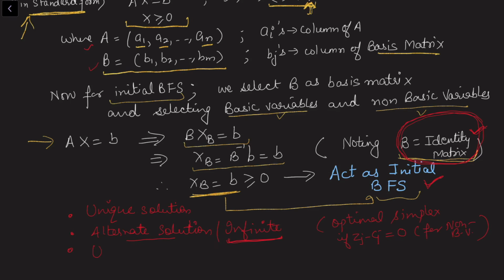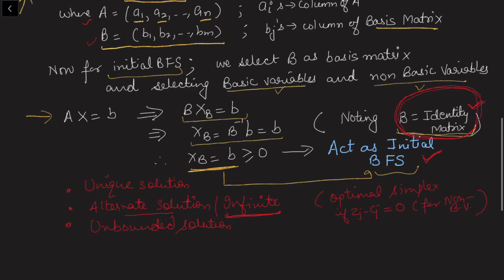And the third possibility from the simplex method is that we can get an unbounded solution. When we say unbounded solution, this means the value of z is not bounded. If it is a maximization problem, then z may lead to plus infinity. If it is a minimization problem, then z is going to minus infinity. But we are still in the feasible region. Unbounded solution doesn't mean that it is infeasible. It is a feasible region.